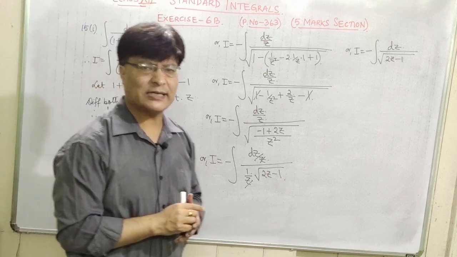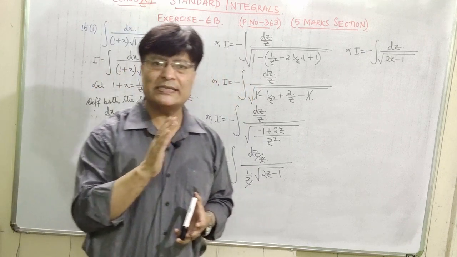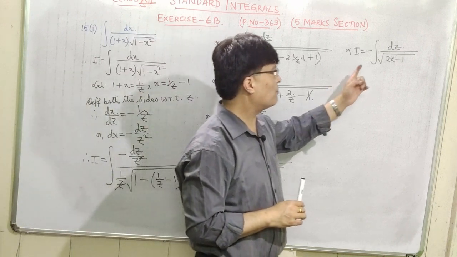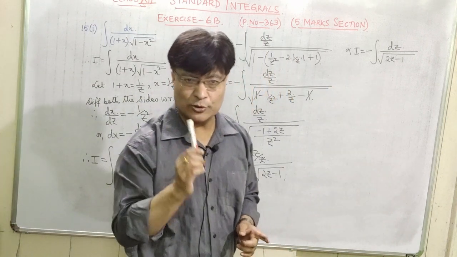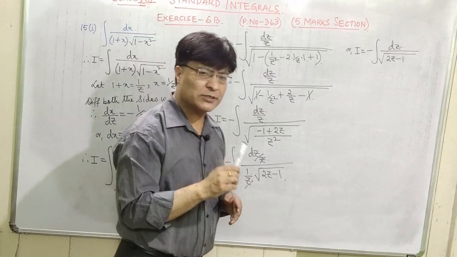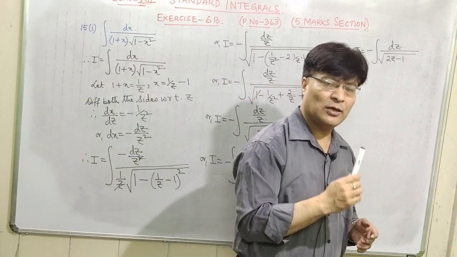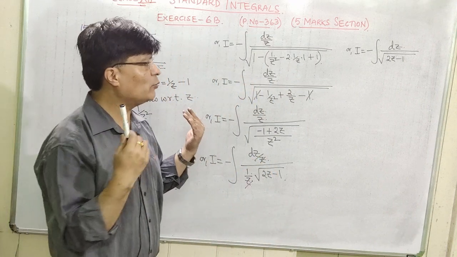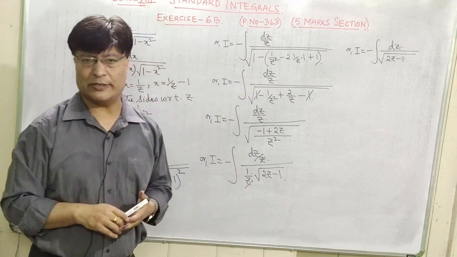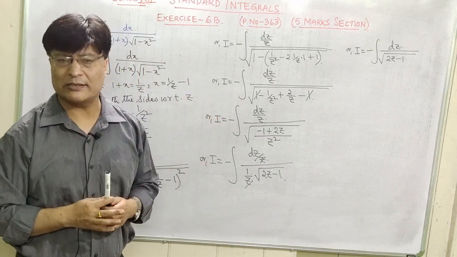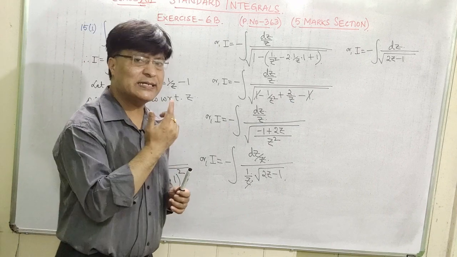But this is not the standard form. Why is it not the standard form? Because in this case the power of z is 1. So this is not a standard form. If within the square root the power of z is a square, then we could have converted it into a standard integral and accordingly evaluated this integration. But here the power of z is 1, so this is not the standard integral. You can directly integrate it.